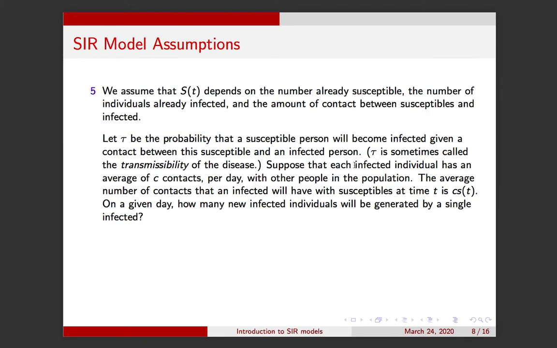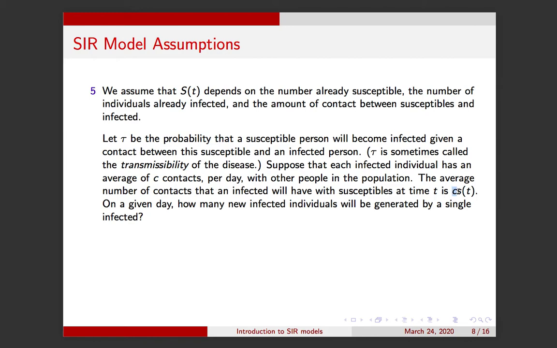Suppose that each infected individual has an average of C contacts per day with other people in the population. So I'm infected, and maybe 5 times per day I cough on somebody, right? Well, those 5 coughs, if I cough on 5 people, I'm not necessarily going to generate 5 new sick people. Because, first of all, there's a probability involved, right? Also, maybe I coughed on 5 other sick people. Or maybe I coughed on 5 recovered people. Whatever, right? So anyway, the average number of contacts a day that I will have with susceptibles is this.